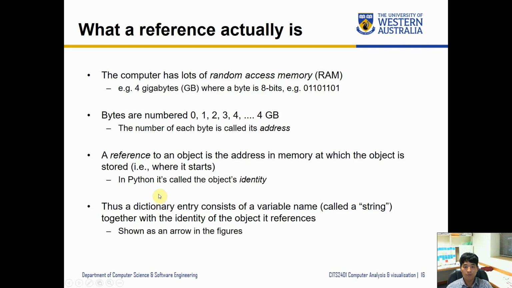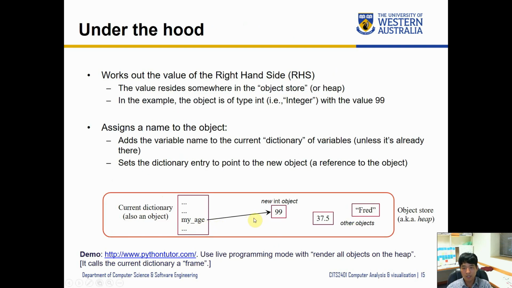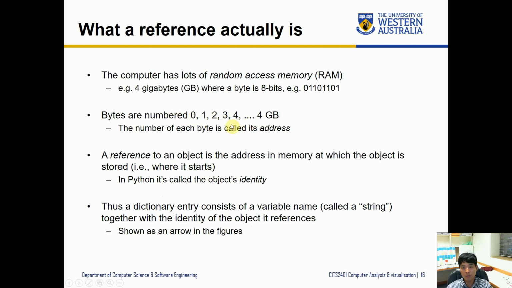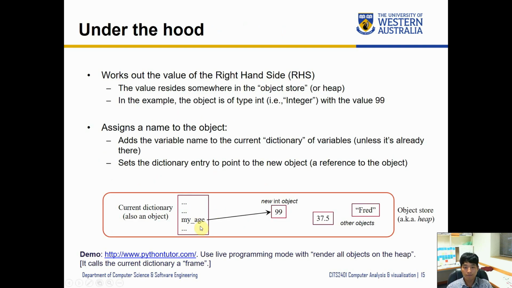Okay? So in Python, it's called object identity. So essentially that arrow that you saw before is just an address, and when you go to the address, the value is stored in that box of memory. Okay? So a dictionary entry consists of a variable name, called a string, together with the identity or object it references. So essentially this dictionary here has two parts. One is the string part, which is the name, my age. The other part is the address, which is this reference.